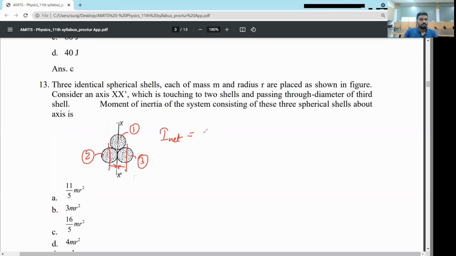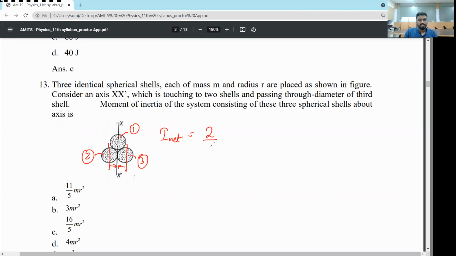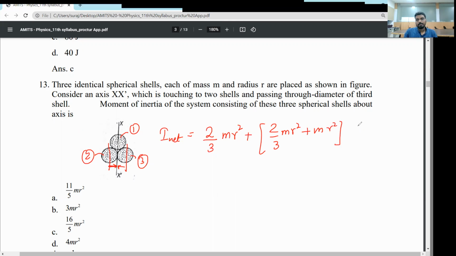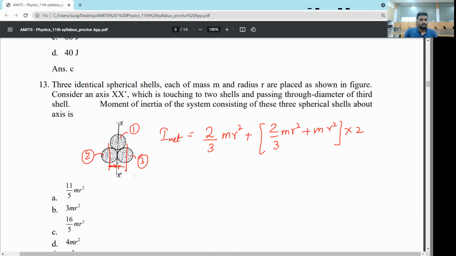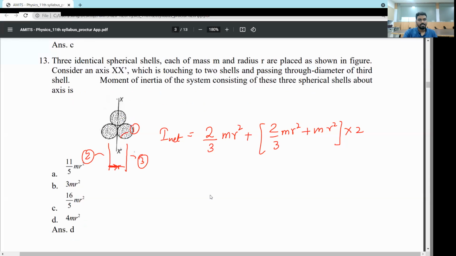For the first one, it is a spherical shell. Spherical shell will be 2 by 3 mr square, plus 2 by 3 mr square, plus md square. D is how much? R, so mr square into 2, because the same thing you could do twice. That's why I'm writing into 2. Okay, solve it. You will get the answer will be 4 mr square.